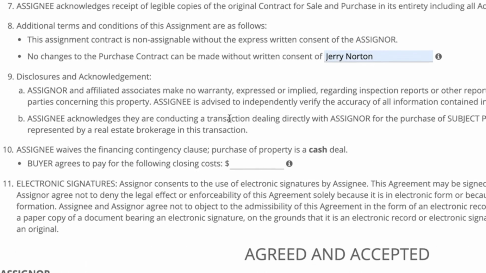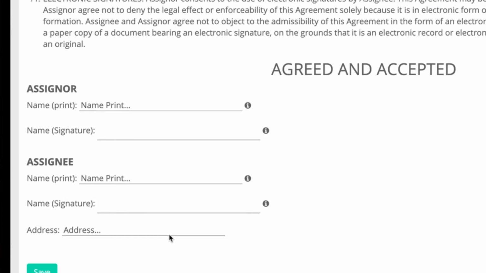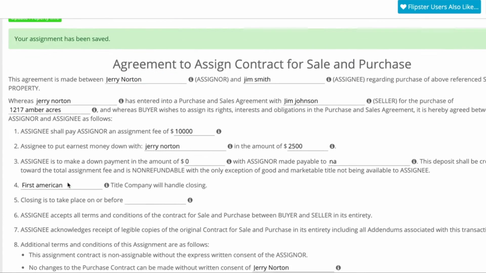Okay, so then number 10 here, if your original contract with the seller said that the buyer was going to pay closing fees, then you want to make sure that your cash buyer is aware of that, because he has to follow the same terms of the original contract. So then you would put that in right there. And then after that, that's it. You'd click save. And now we're going to go do our digital signature.